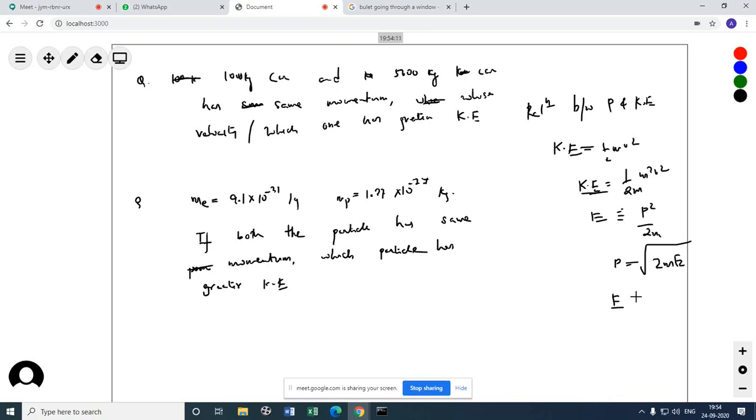Again you see, E and m vary how? E equals P square by 2m, with P being constant. Again it's a rational function. M cannot be negative, so again the graph will be like this. Okay?